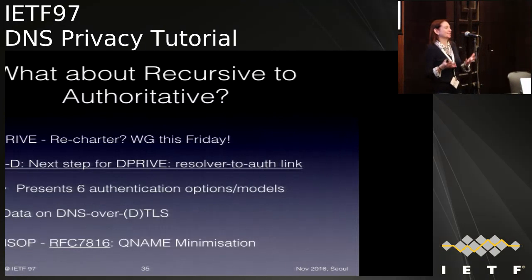So what next? Now we have to start biting the bullet and thinking about the recursive to authoritative problem. In fact, the working group is meeting this Friday here in Seoul, and one of the agenda items is the recharter discussion. How do we move forward from where we are to tackle this? There is a draft available, and what that attempts to do is enumerate 6 options for how to do authentication between the recursives and the authoritatives, and that's also going to be discussed in the working group.